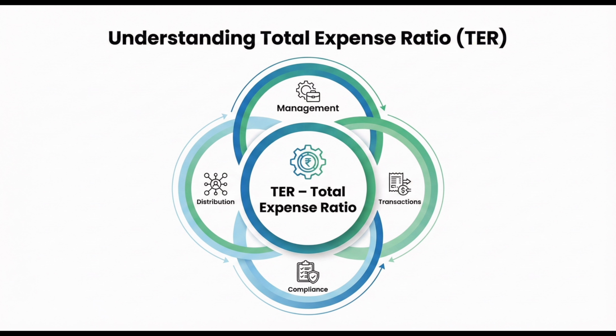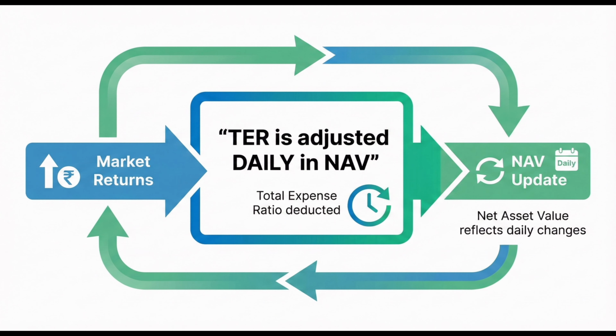Here comes the most important concept. Total expense ratio or TER. TER includes fund management fees, transaction cost, compliance and audit cost, distributor commissions, and here is the key point. TER is not deducted from your investment amount. TER is deducted daily from the fund's assets and reflected in the NAV.